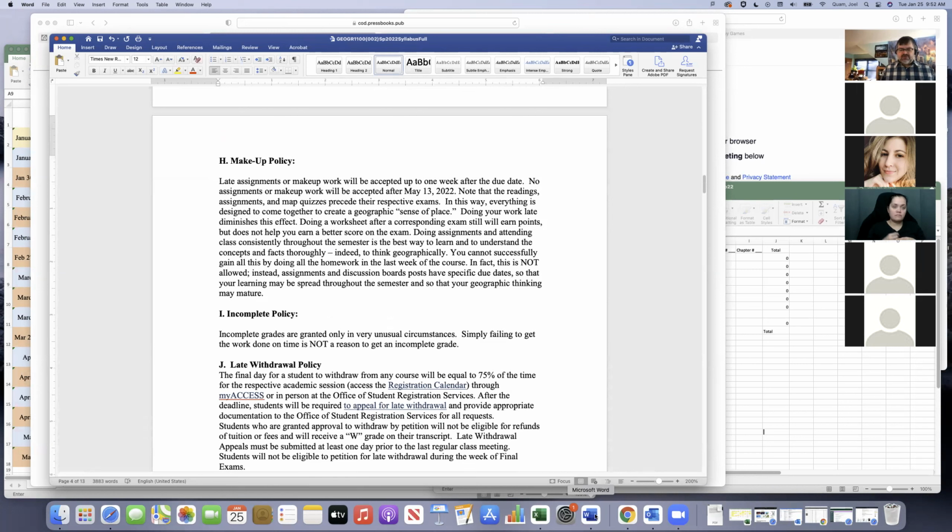Makeup policy. I do accept late work when it's reasonable, but I'm not going to take tons of stuff right at the end of the semester. If you're a few days late on something, generally it's okay.